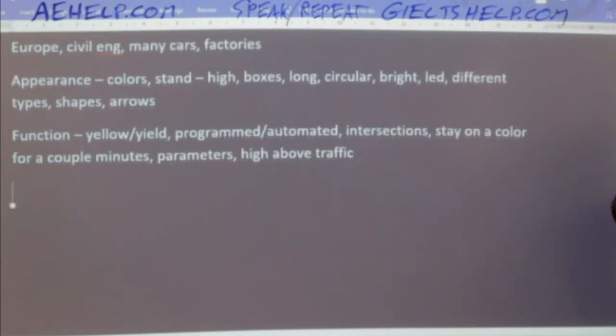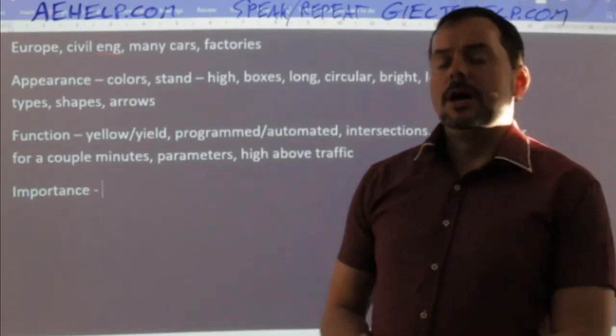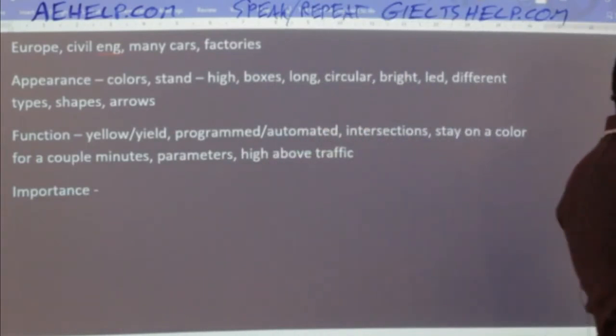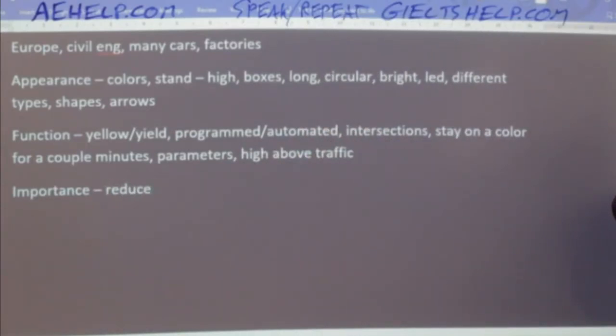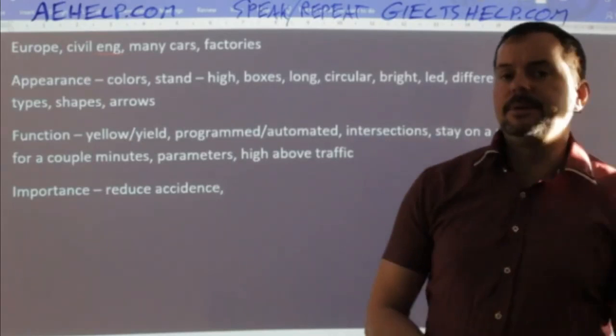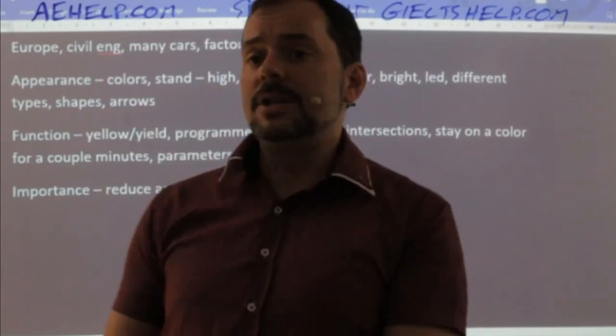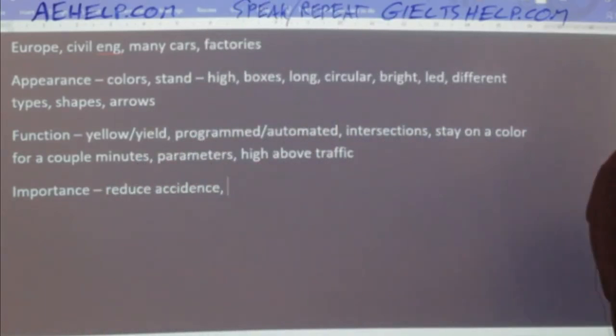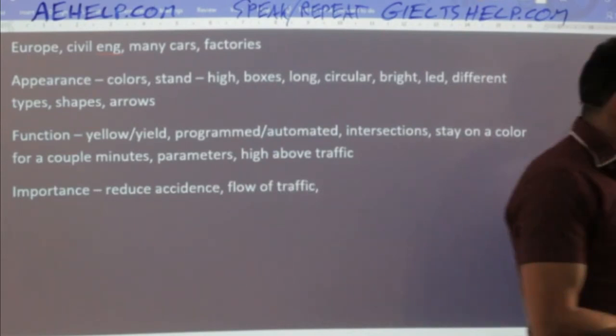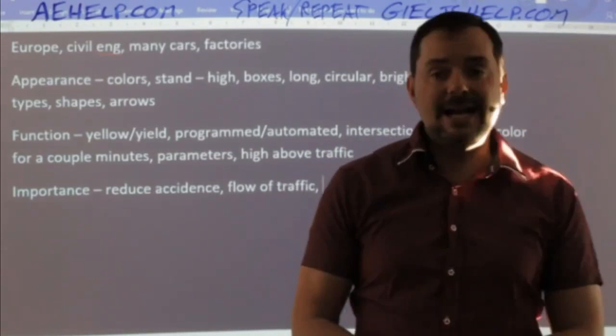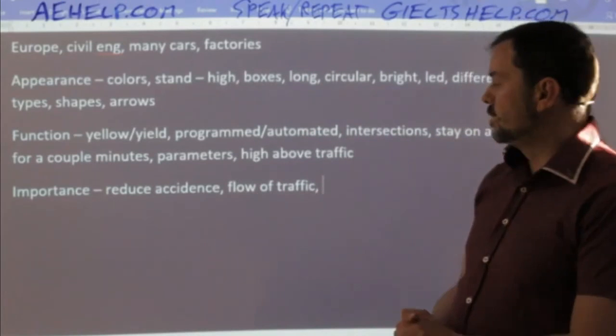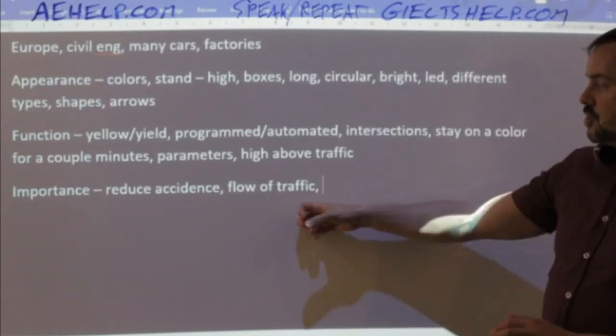Okay, now we go to importance. All right. So now we can say reduce accidents. Now, again, I probably wouldn't write down reduce accidents because I know that. That's something that I'm going to easily remember. There we go. Nico says to reduce traffic congestion. Okay, so lights are used to reduce accidents. They're used to control the flow of traffic.